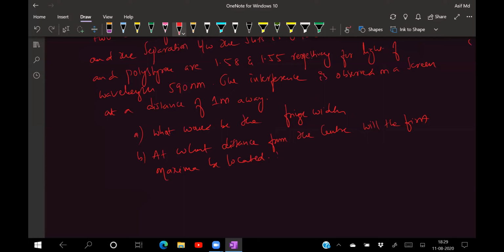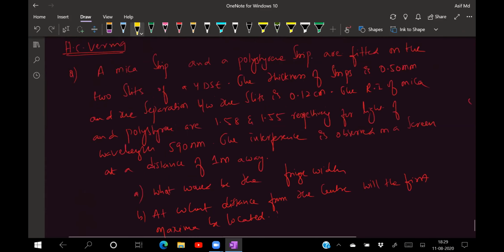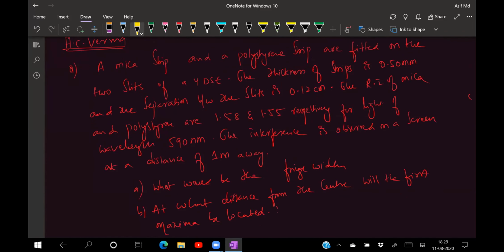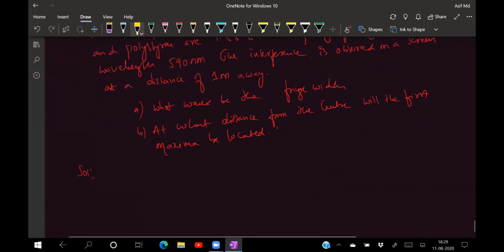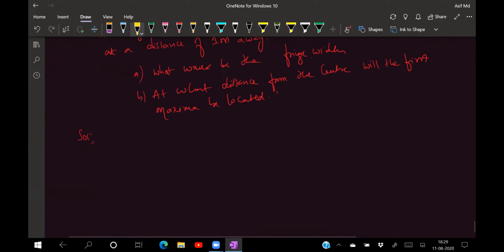At what distance from the center will the first maxima be located? Try it, someone see. I'll read the question once again. The mica strips and the polystyrene strips are being fitted on the two slits of your YDSE. So let us first try to draw the YDSE.